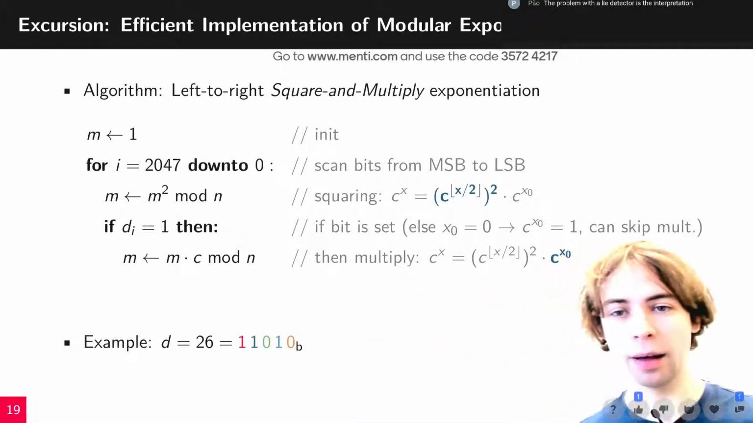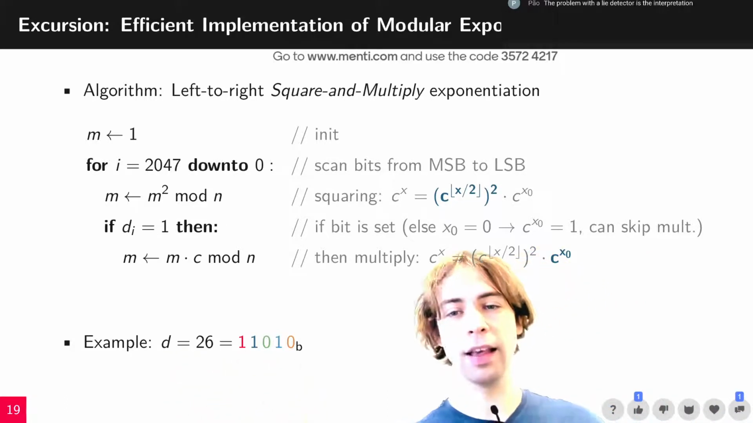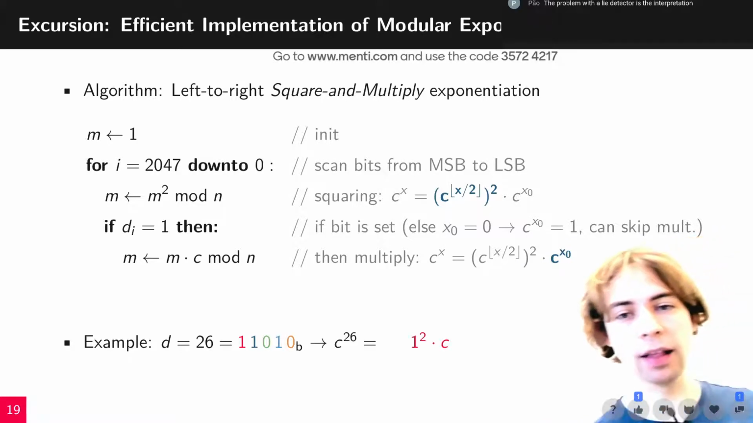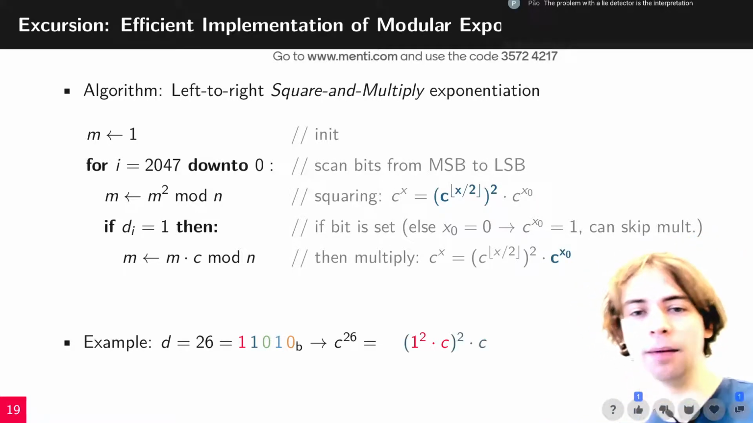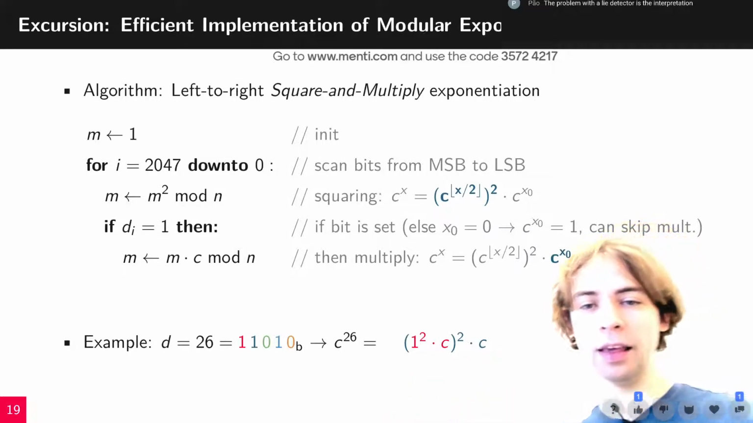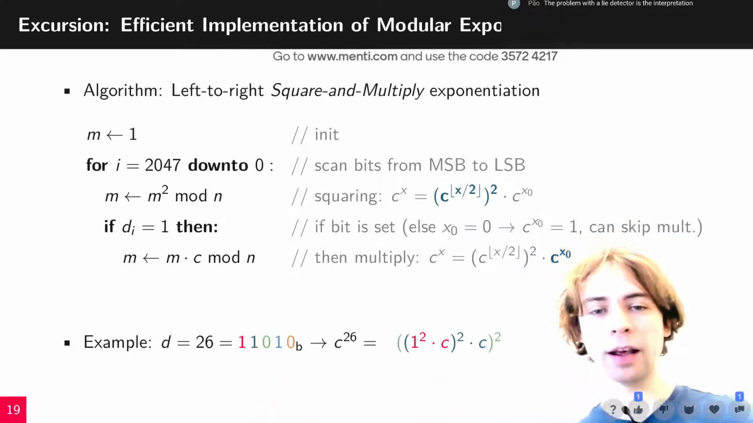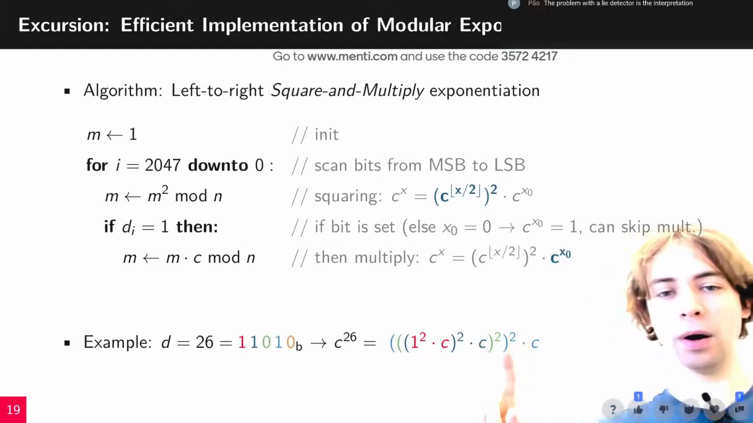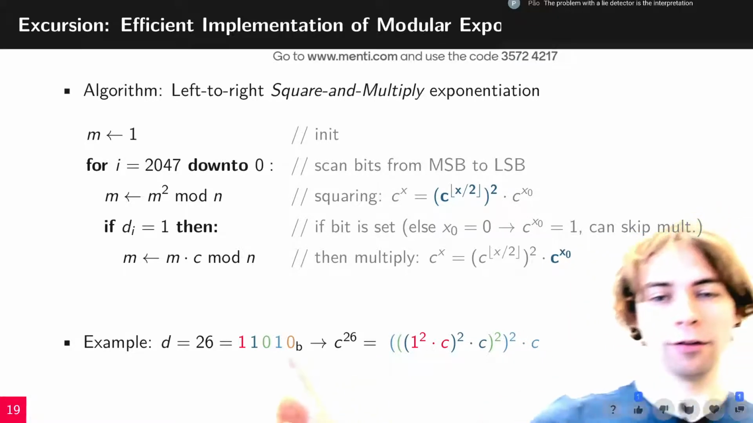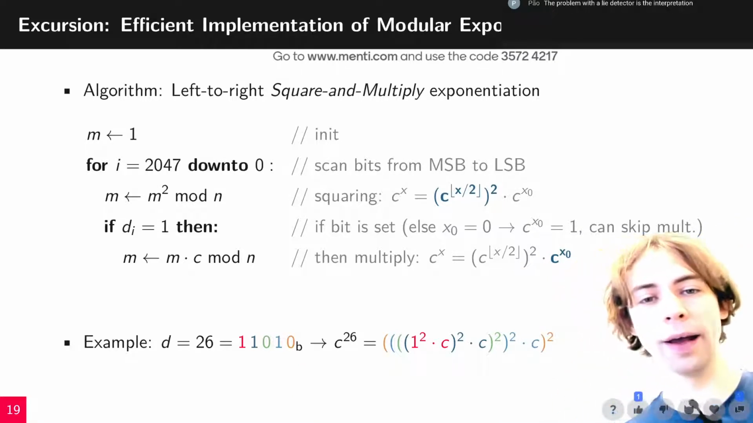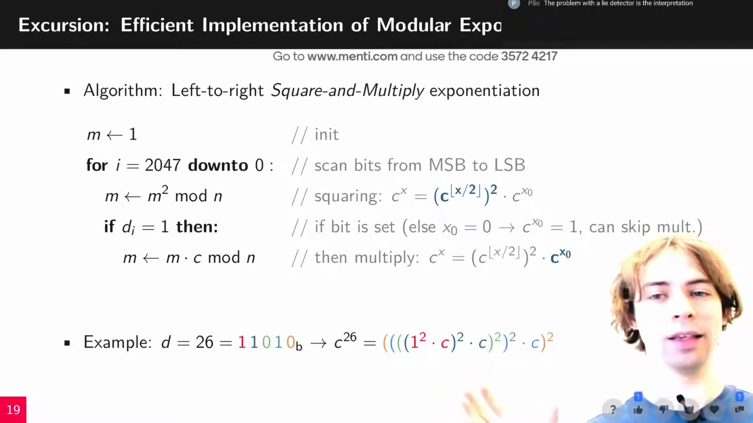So let's do an example of this here. d is 26, so 1, 1, 0, 1, 0. If we write this down, then we have 1 times c to the power of 2 times c for the next one. For the next one, that's a 0, right? So it's only squared. Then we have to the power of 2 times c for this bit here, and then again squared. So that's the square and multiply algorithm, why this works.